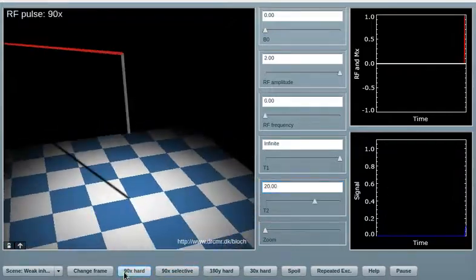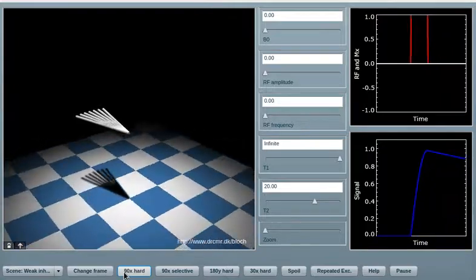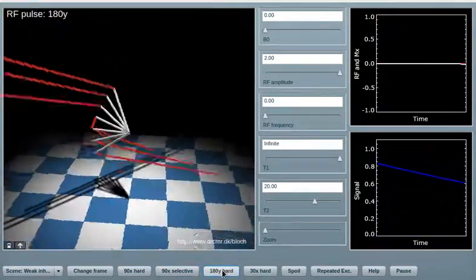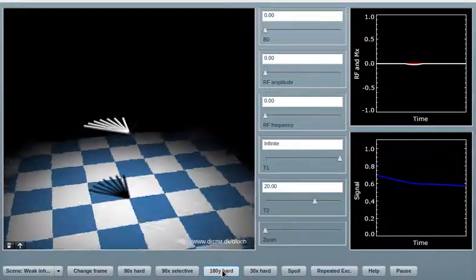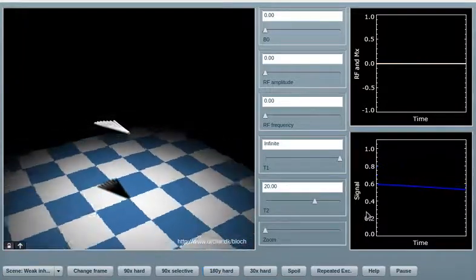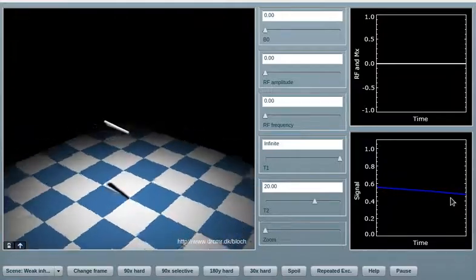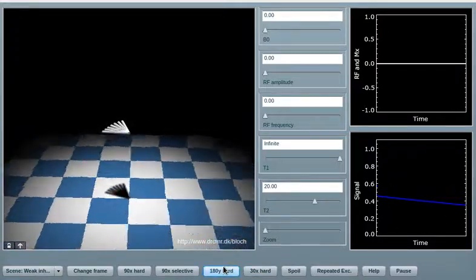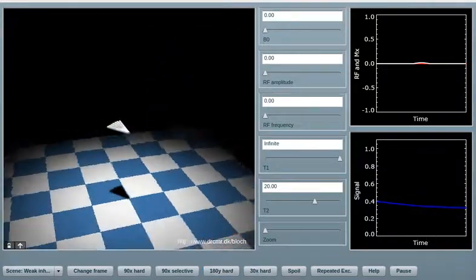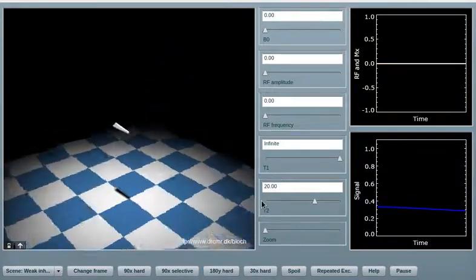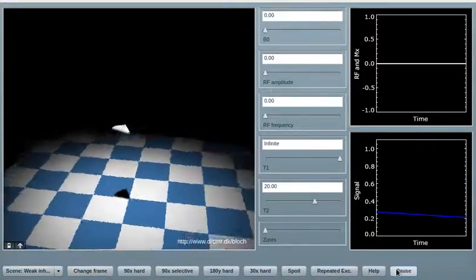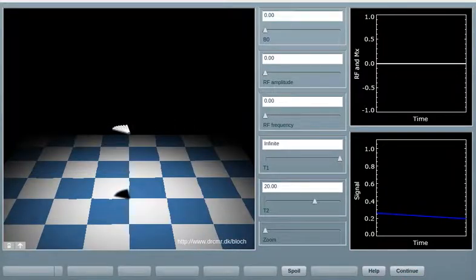If we put a 90-degree pulse there, we have the T2 star going on. We can actually recover the T2 star. So it's going up again, right? But it will never go up fully because you still have the T2. Okay, so that is T2 and the T2 star.